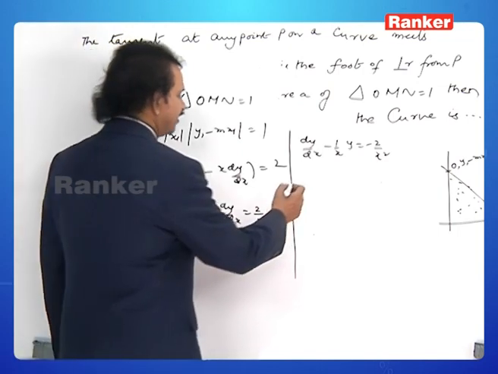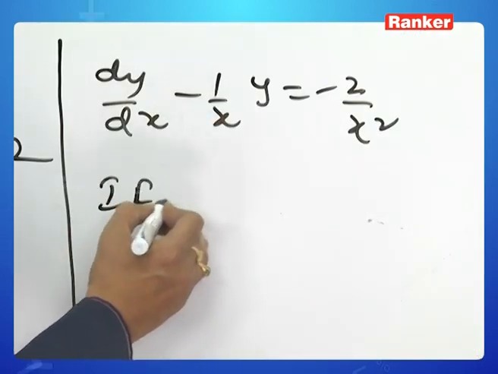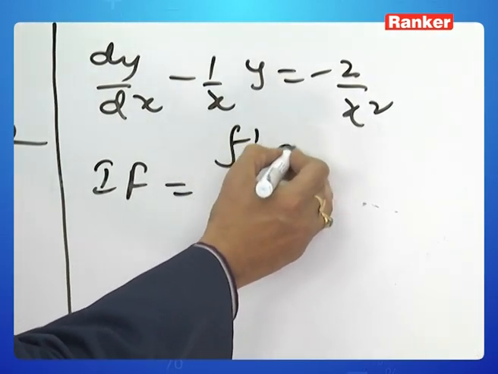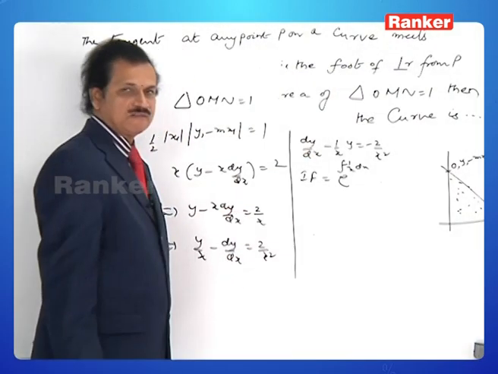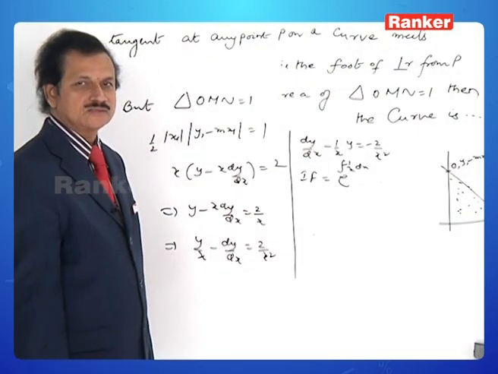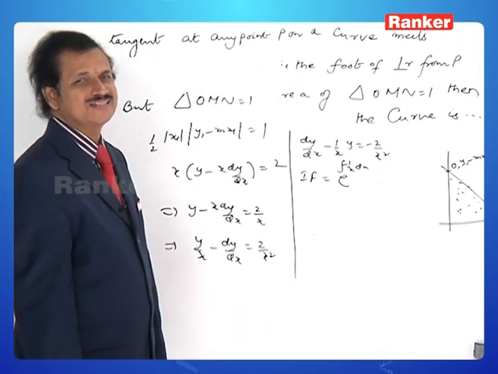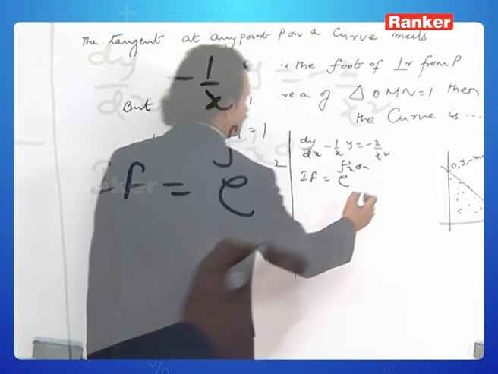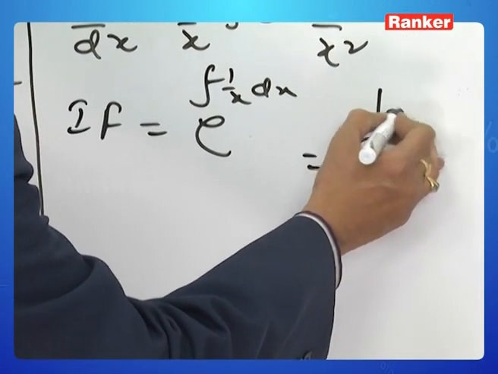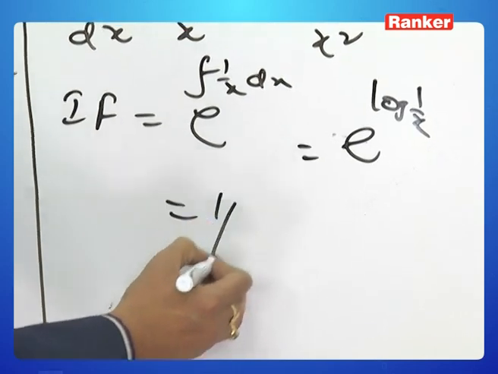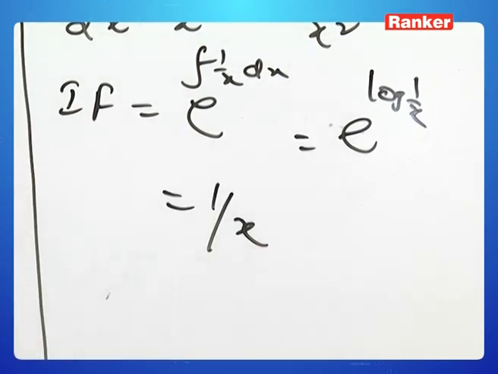What is the integrating factor here? Integrating factor is equal to e power integral of minus 1 by x dx. For 1 by x it is log x. For minus 1 by x it is minus log x. Minus log x is nothing but log 1 by x. So it is equal to e power log 1 by x. Hence, it is 1 by x. Well done.